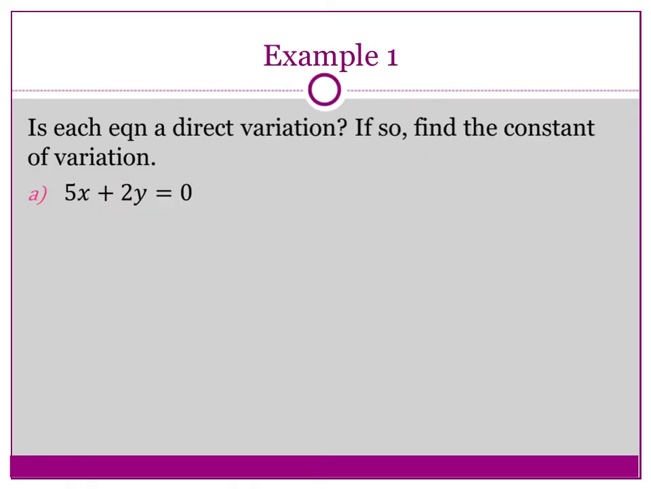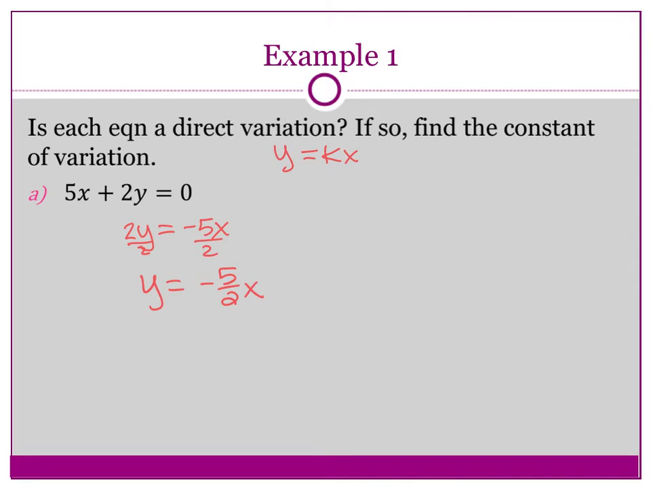So to begin with, we're going to look at example 1, and it says, is each equation a direct variation equation? If so, we have to find the constant of variation. So remember, direct variation is y equals k times x, and the best way to do these is to solve and get y by itself. So to do that in this problem, I'm going to subtract 5x from both sides. So that gives me a negative 5x. And then I'm going to divide both sides by 2, and I'm left with y equals negative 5/2 x.